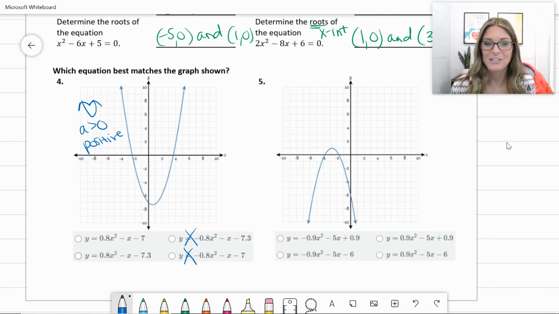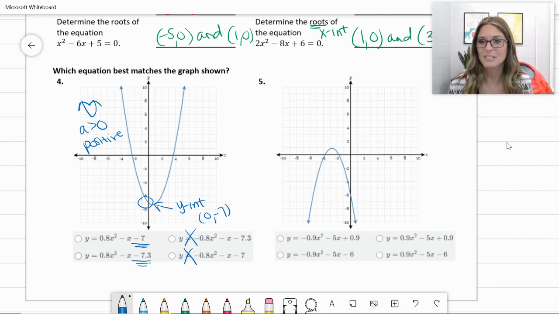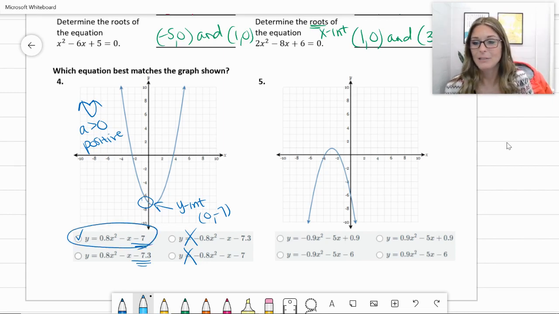The other thing you can use is y-intercept. Our y-intercept right here, where our graph is crossing the y-axis, that's at 0, -7. That's also going to be the c value or the constant in our function. So the last two answer choices we have left have a -7 or a -7.3. I'm pretty confident it's passing through just -7. I think it is the first answer choice. Let's look at another example and call it a day.